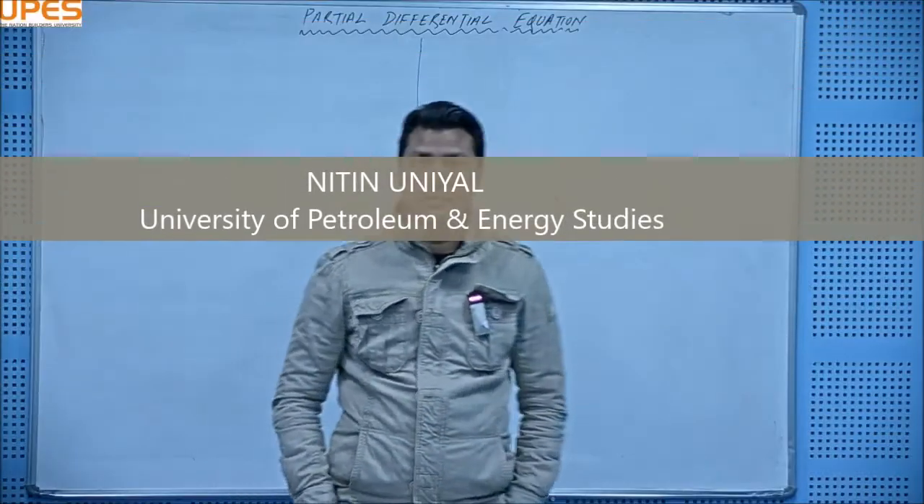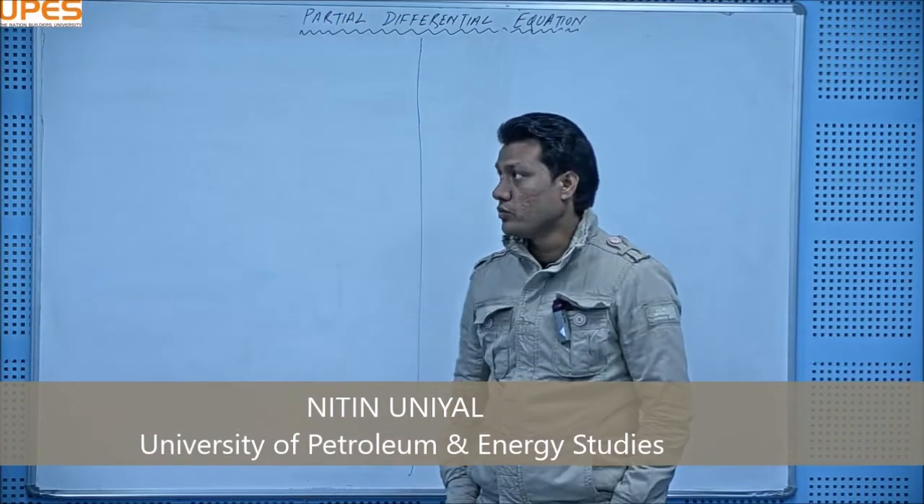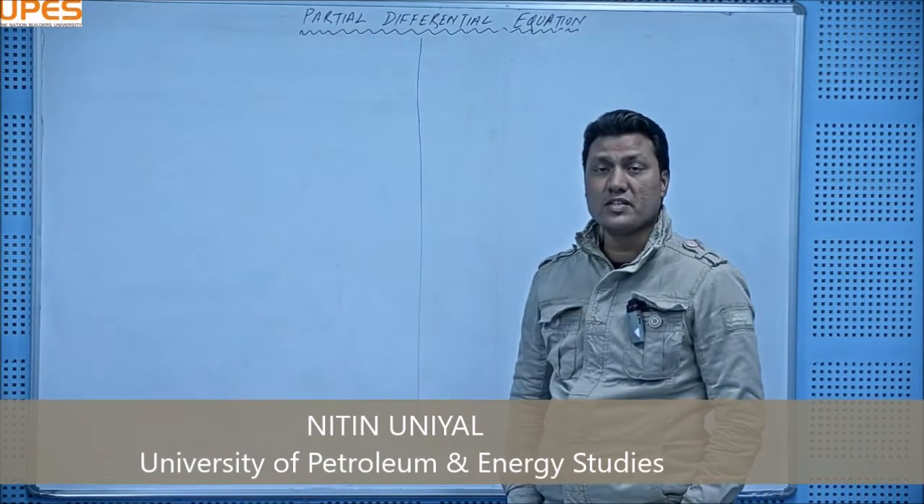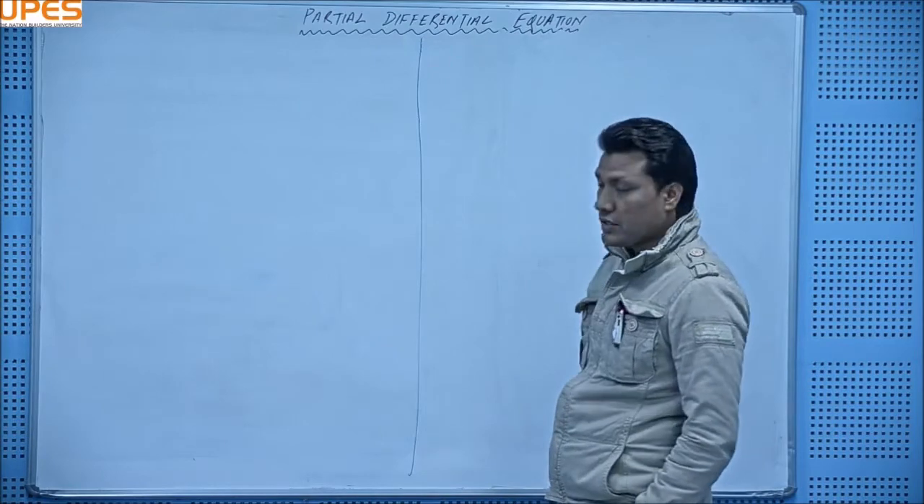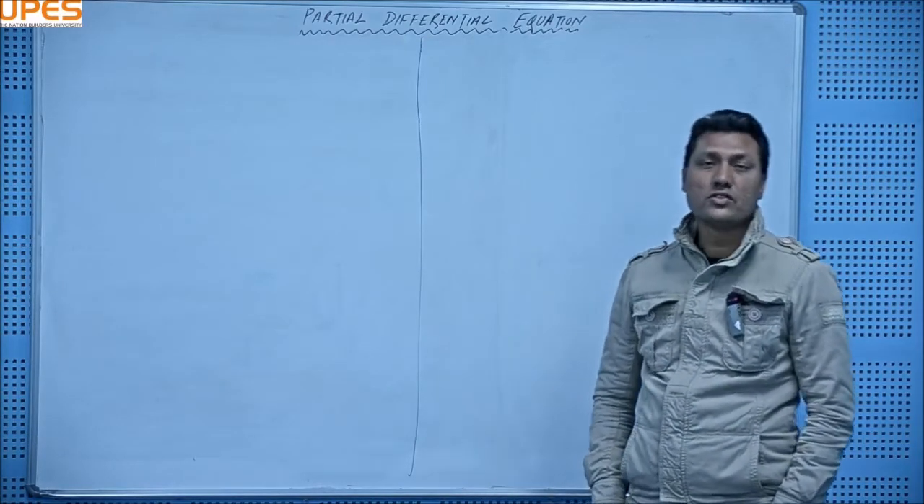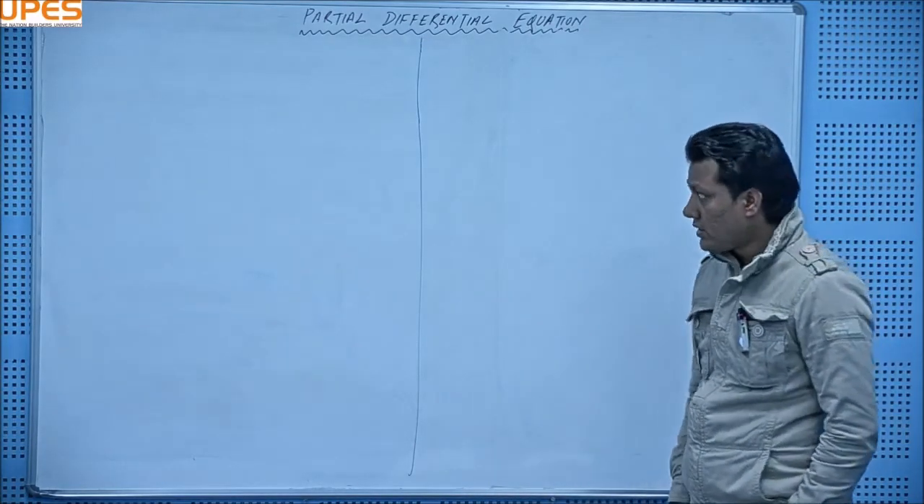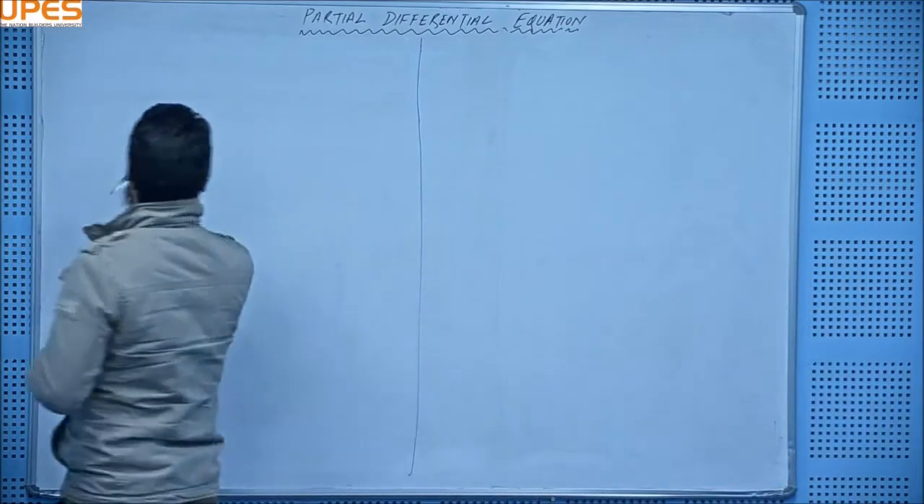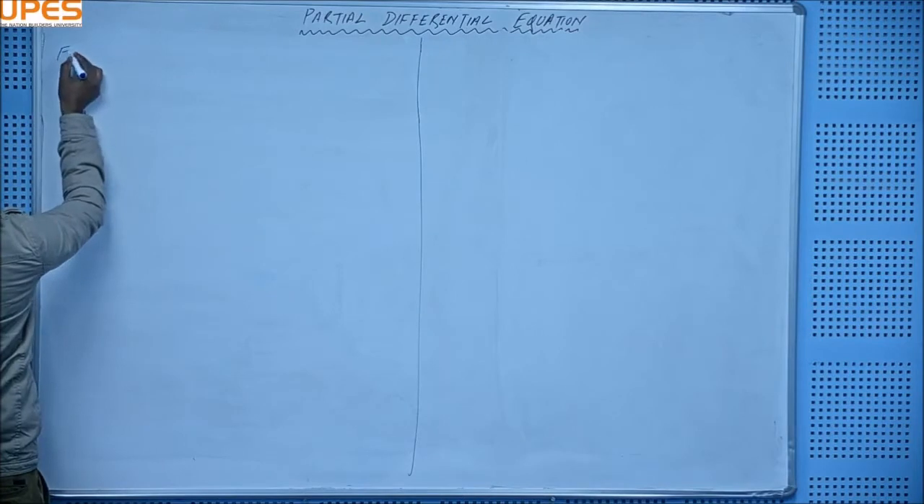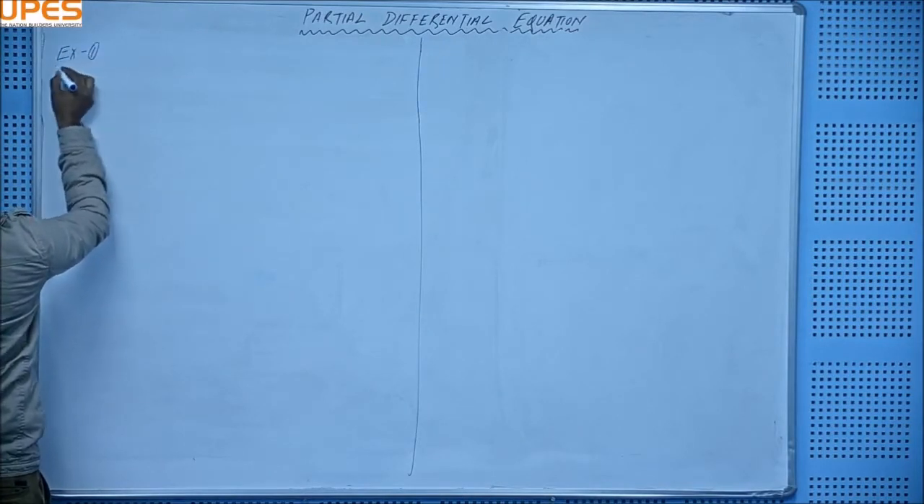So let's get started. In the last video, we have seen how we form a partial differential equation corresponding to some given surface. In this video, I will continue with some more examples on the formation of partial differential equations. And let us start with the first example, that is example 1.